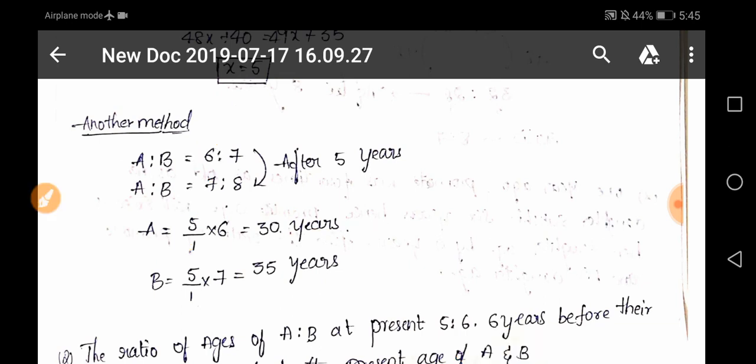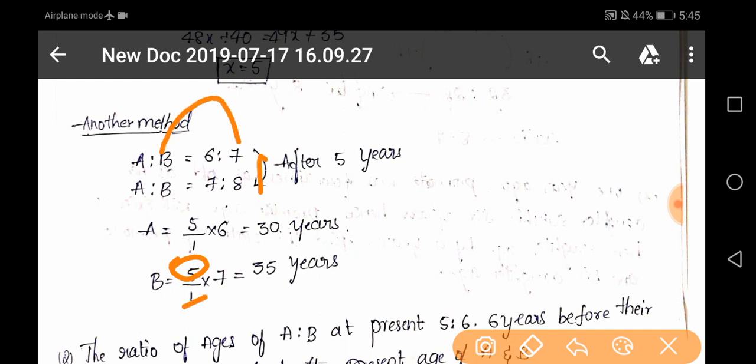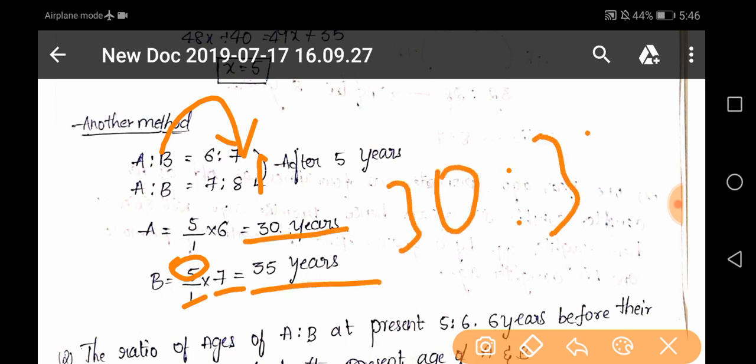Same as for B: it is 5 years, and the difference between 7 and 8 is 1. B's ratio in the present age is 7, so 5 by 1 into 7 gives 35 years. So we got 30 and 35, the same as before. This is how you will solve the problems.